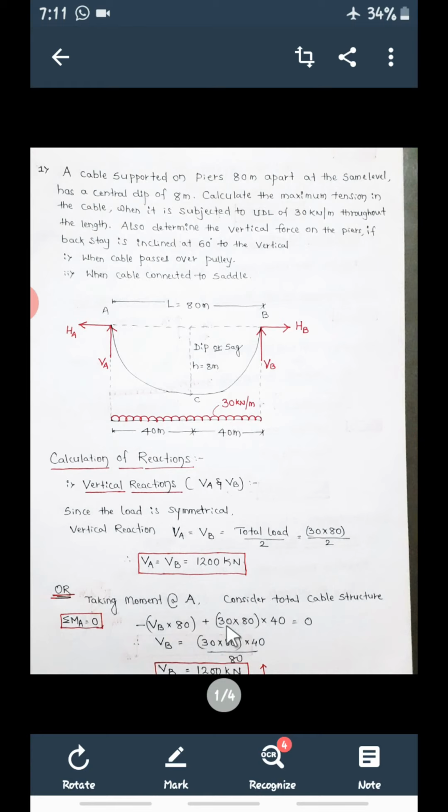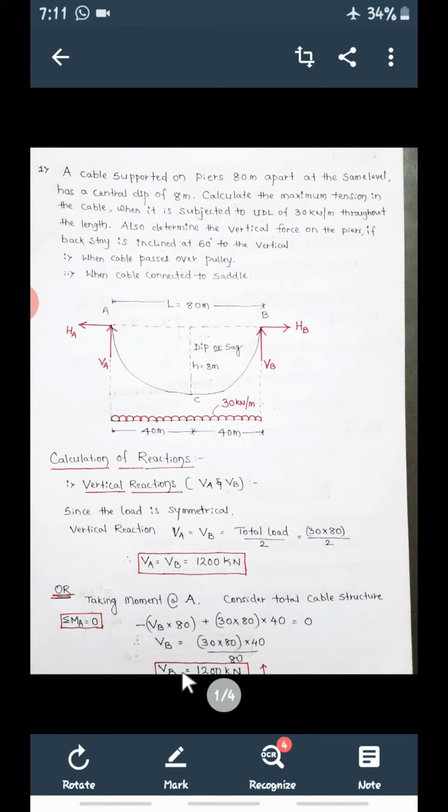So what is the point load? 30 into 80 will be the point load, and the position of this point load will be here. So what is the moment of this point load about A now? Okay, so this is 30 into 80 into 40. This is plus because this is clockwise. So this is equal to 0.